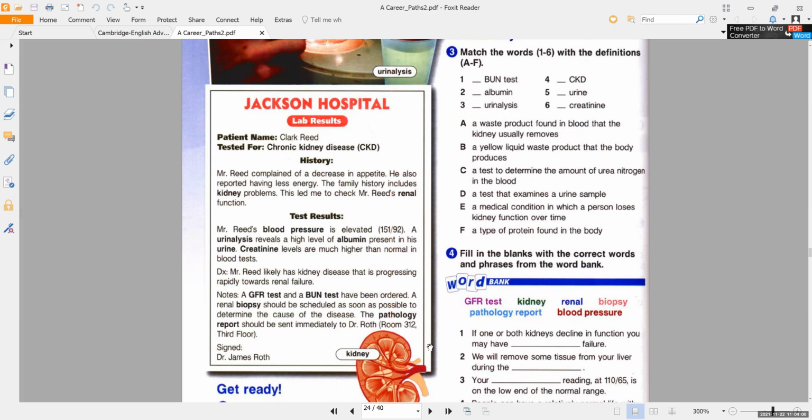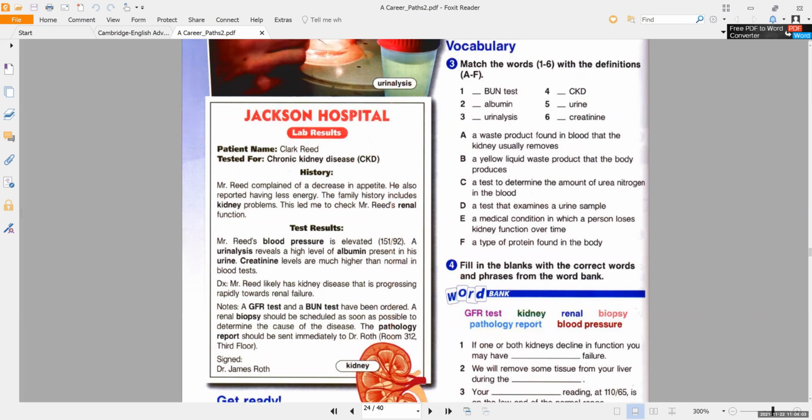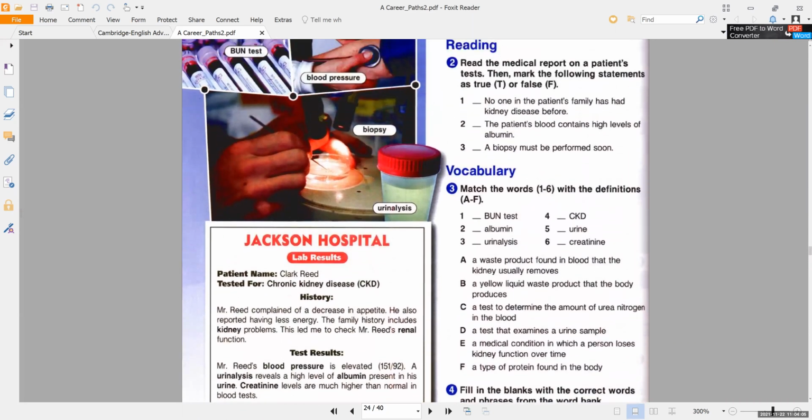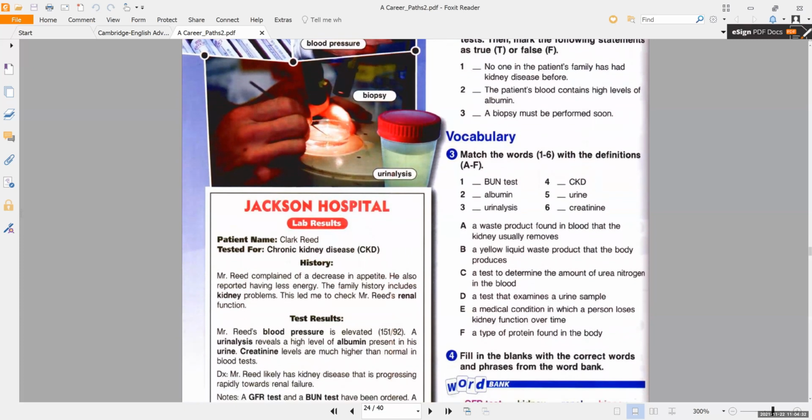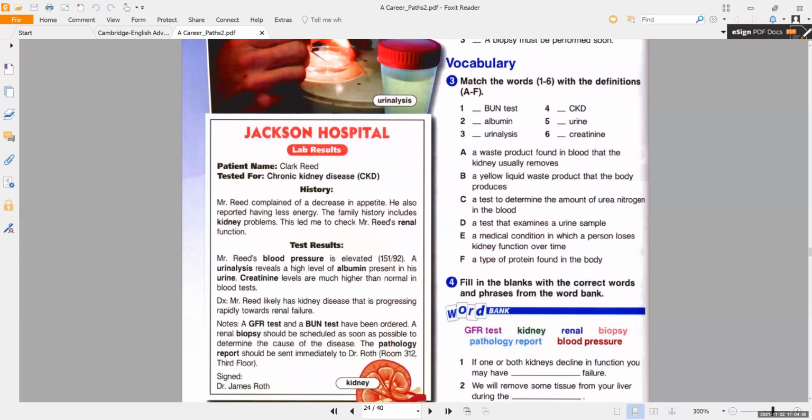Signed, Dr. James Roth. Okay, so we are going to listen again and answer the questions true or false, number 1 to number 3. Okay, so number 1, no one in the patient's family has had kidney disease before. 2, the patient's blood contains high levels of albumin, and a biopsy must be performed soon. So listen again, and we are going to answer the questions in turn. Listen.